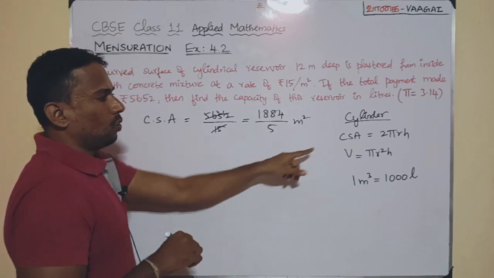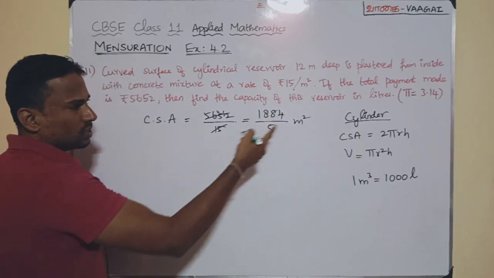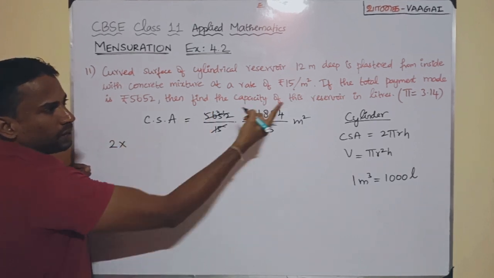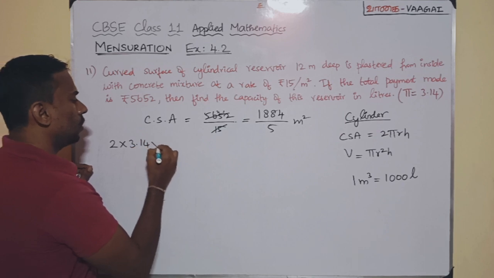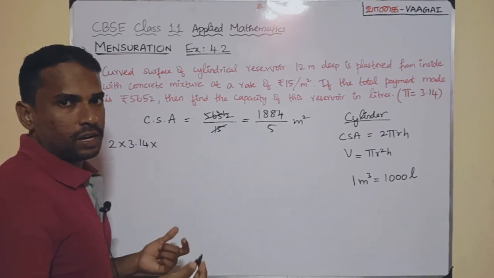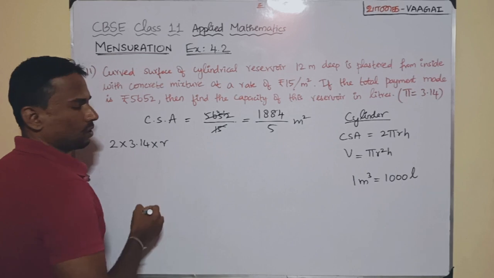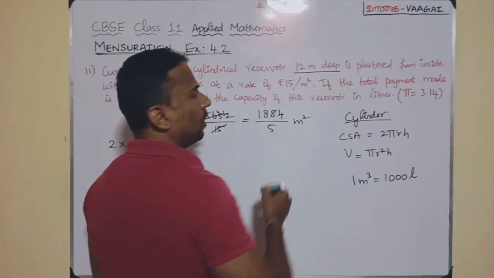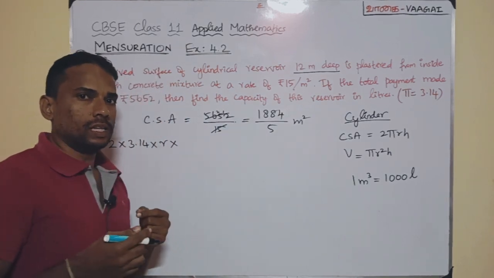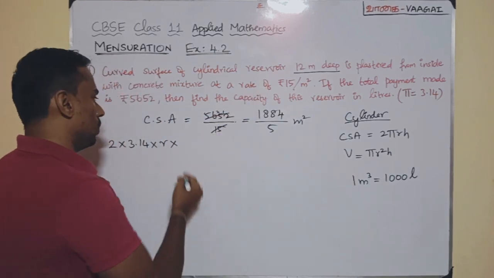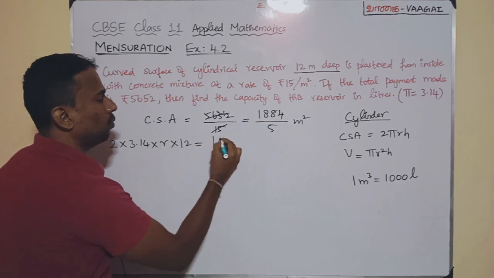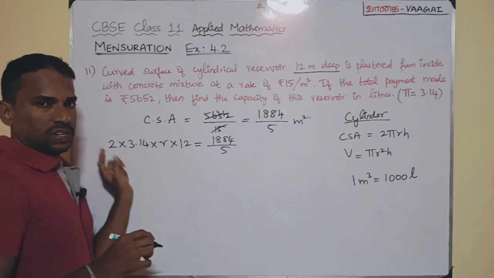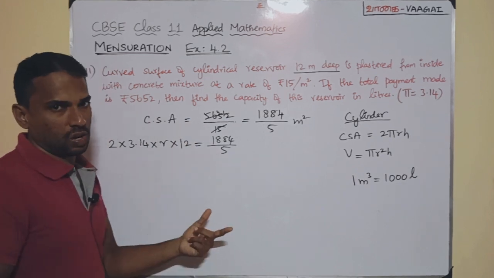Now let's use a formula. The formula of the CSA is 2 pi r h. So 2 into pi, as instructed, 3.14, into r, since we don't know the radius, into the height of this cylinder. See here, it is mentioned 12 meter deep, which means we have to consider the height to be 12 meters. This is equal to 1884 divided by 5. I am equating this formula to the curved surface area of the cylinder.